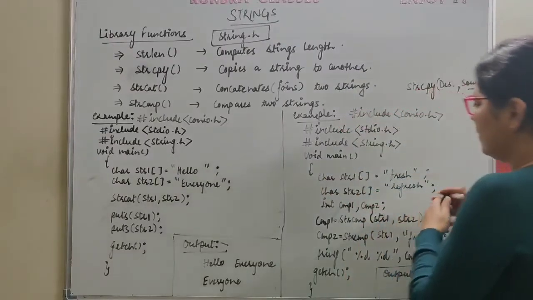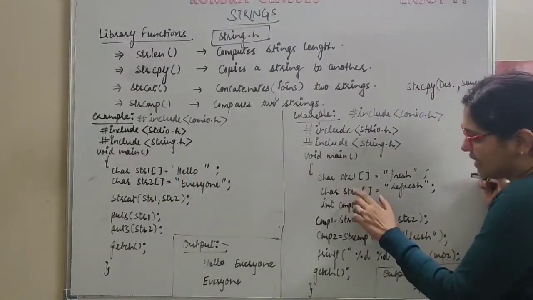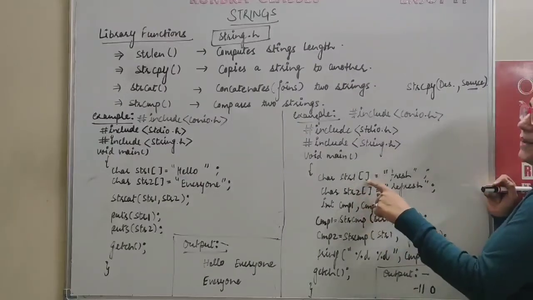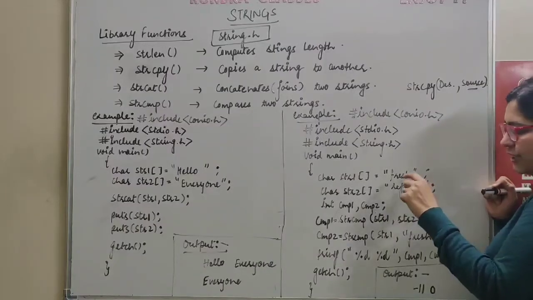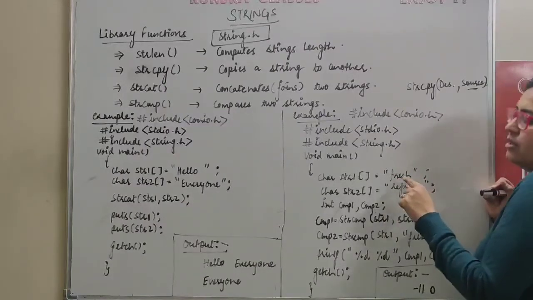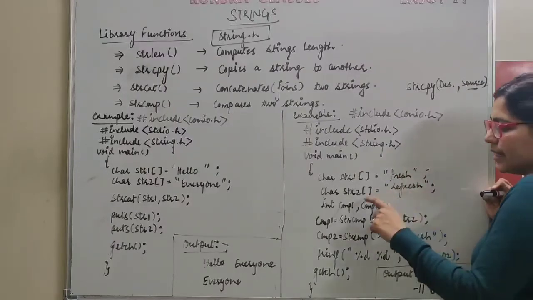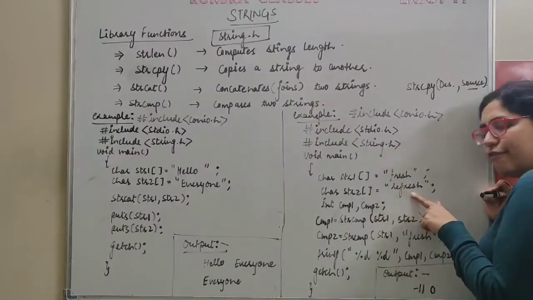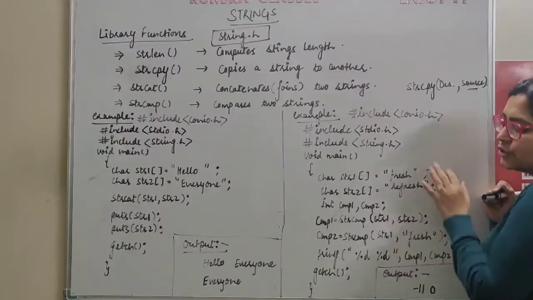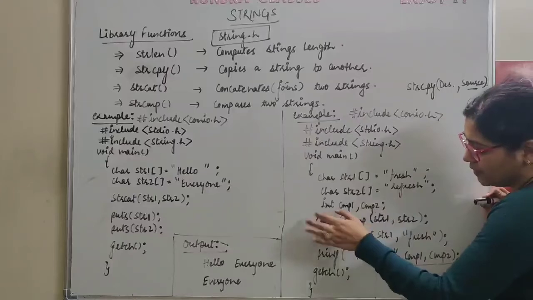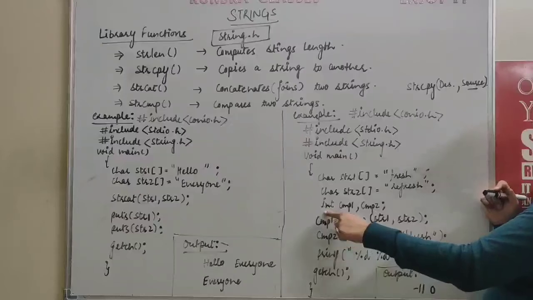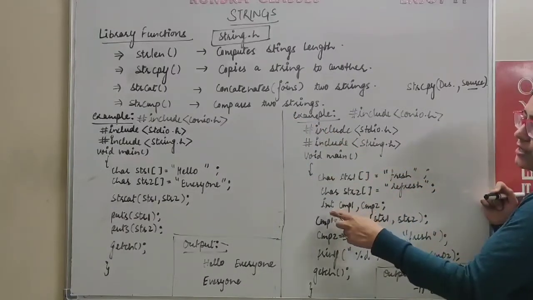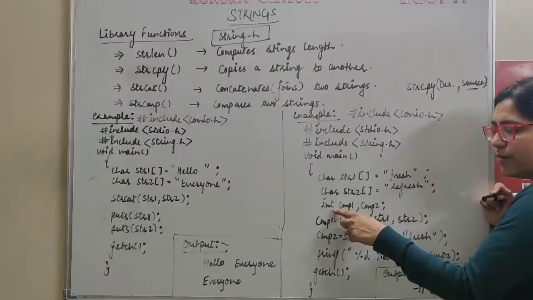Here in this example, I've declared two strings str1 and str2. I've not mentioned the size, but initialized both the strings with different strings. The first has been initialized with a fresh string, and the second string has been initialized with a Refresh string. Both strings have been initialized. You can take user input if you want. I have taken integer variables, because the result of the string compare function is an integer. So you have to store it somewhere because it returns an integer value.